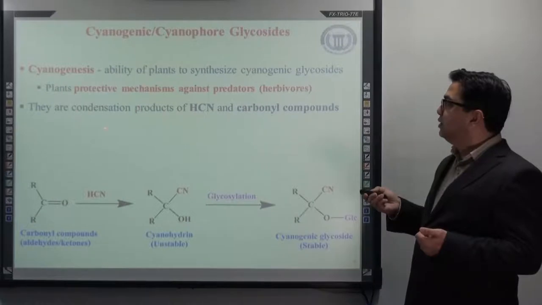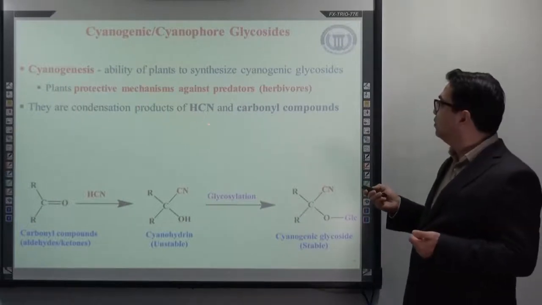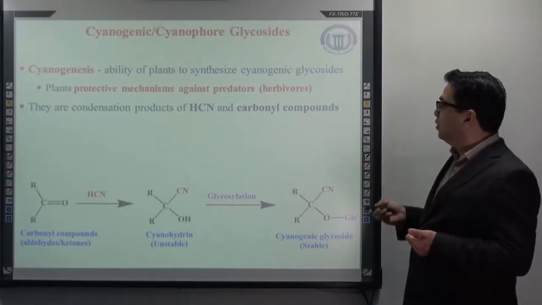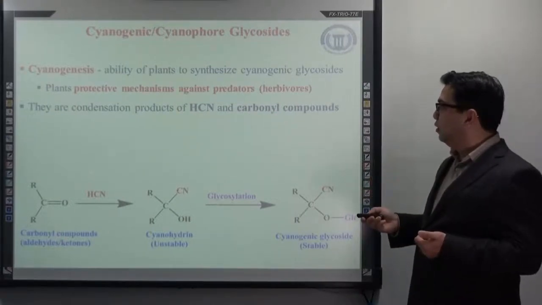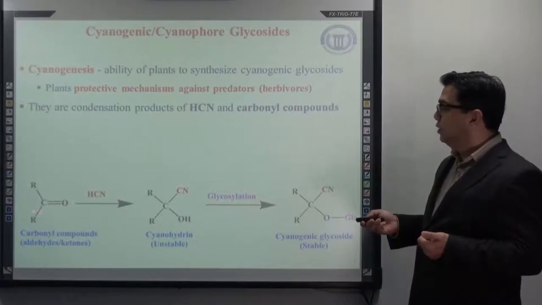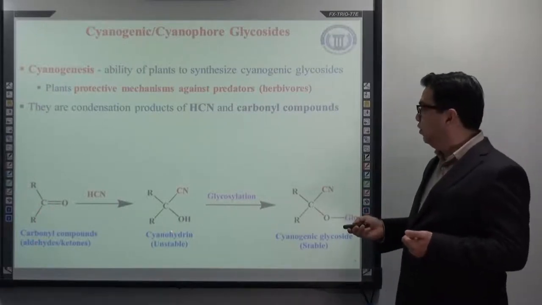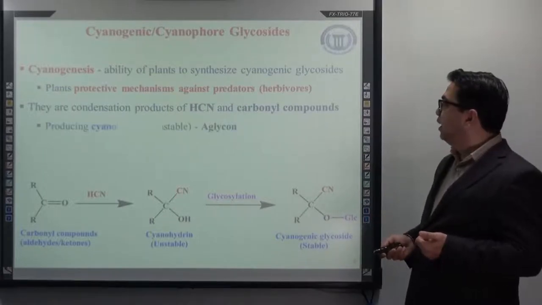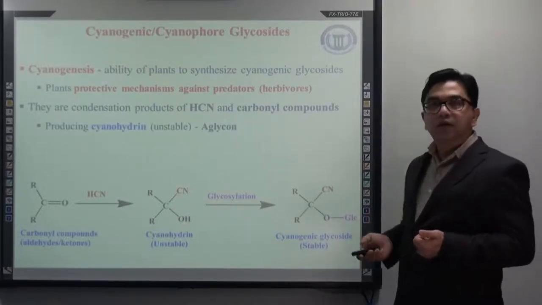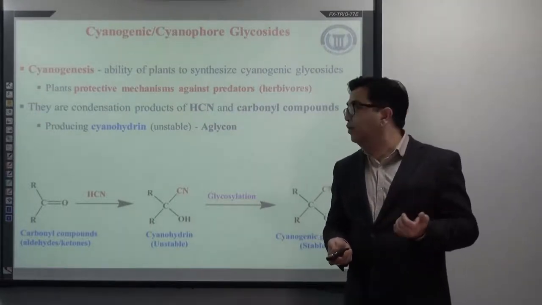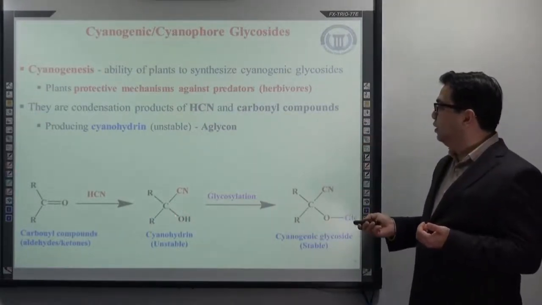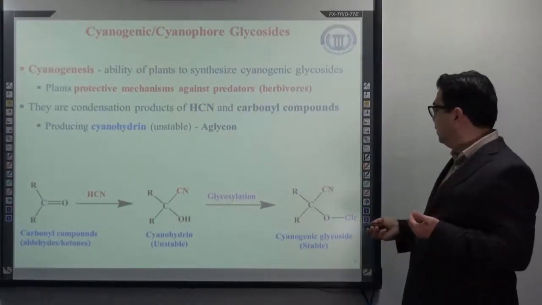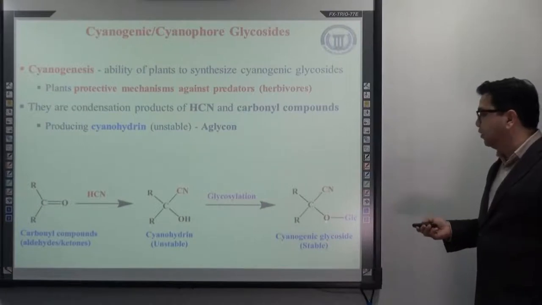And cyanogenesis is the condensation of HCN, the cyanohydric acid, and a carbonyl compound. So you can see the HCN and carbonyl compound, which can be aldehyde or ketone, condense together to form an unstable compound known as cyanohydrin. And this cyanohydrin is nothing but the aglycone part of the glycoside, which is highly unstable, which upon further glycosylation results in the formation of cyanogenic glycoside.